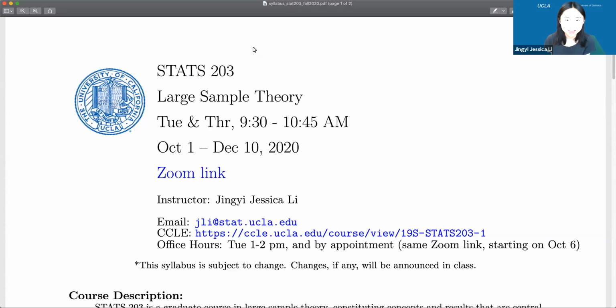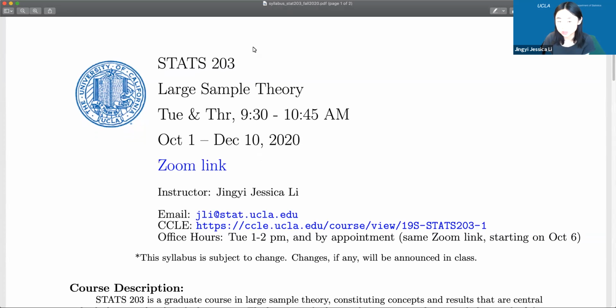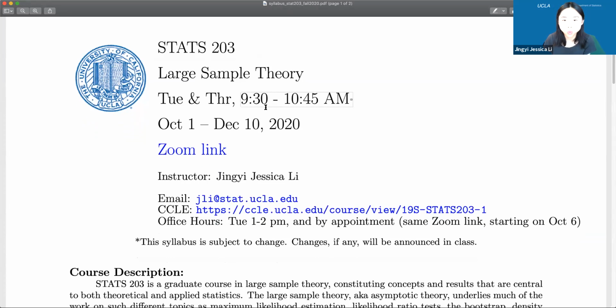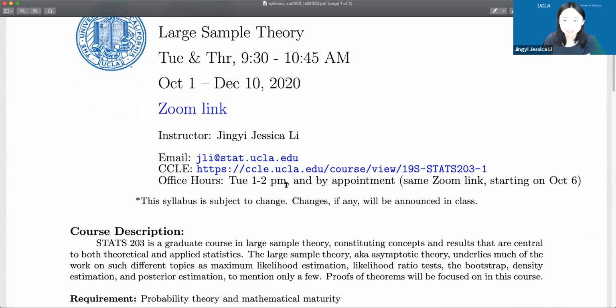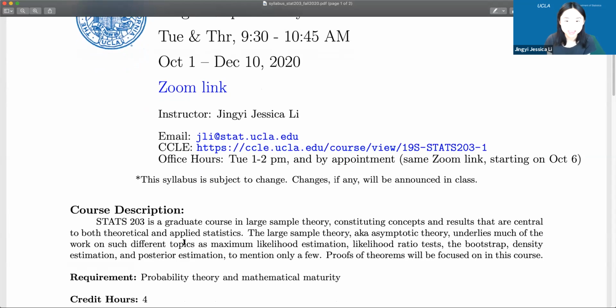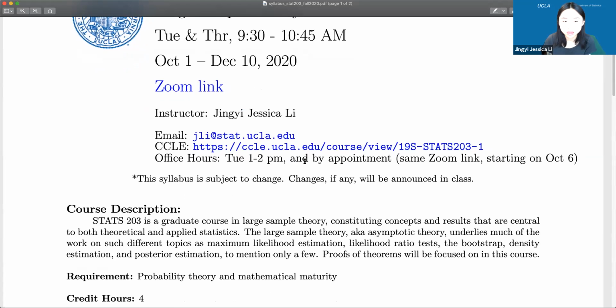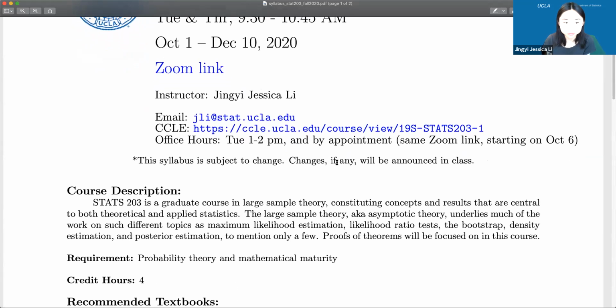This is the syllabus, and it's already posted to CCLE. If you just click this link, that can take you to our class every Tuesday and Thursday. Every lecture is for 1 hour and 15 minutes. This is the, sorry, I think I need to update this. This is the old one, sorry, my bad. But you know the CCLE, right? Once you log in, you will see the class. And tentatively, I set my office hour on Tuesdays at 1 to 2 p.m. using the same Zoom link. And you can also schedule appointments with me if you need.